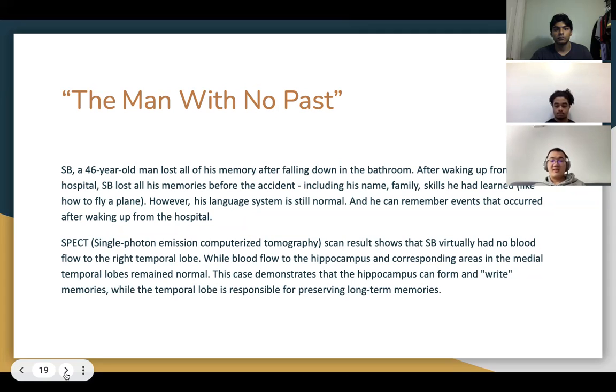A SPECT scan result shows that SV virtually had no blood flow into the right temporal lobe, while blood flow to the hippocampus and the corresponding area in the medial temporal lobe remained normal. This case demonstrates that the hippocampus can form and write memories, while the temporal lobe is responsible for preserving long-term memories.